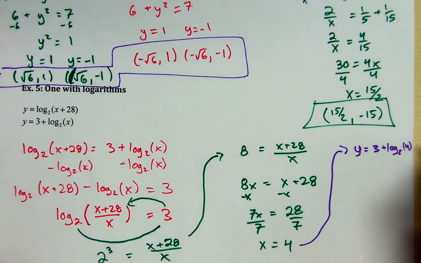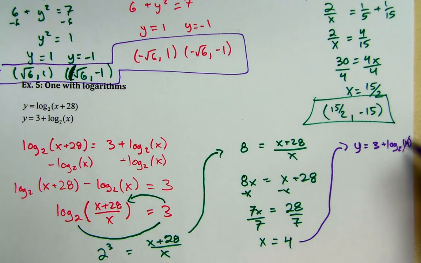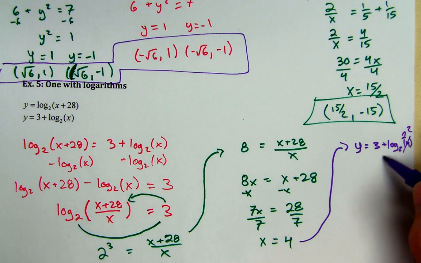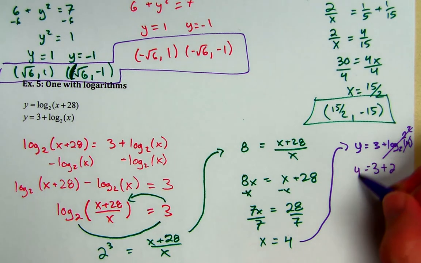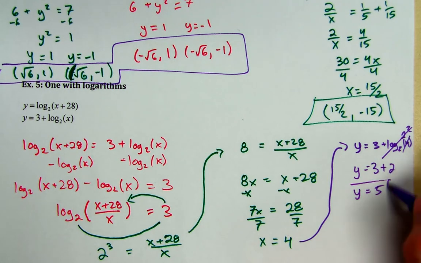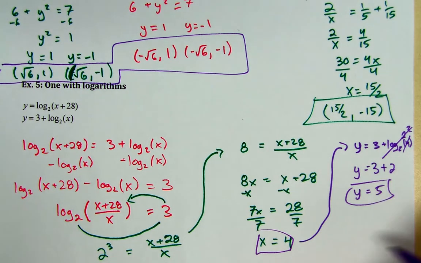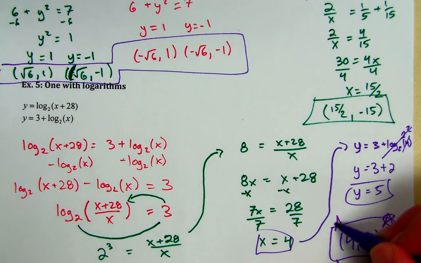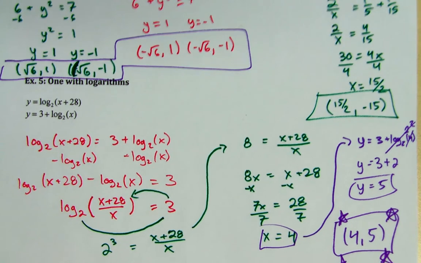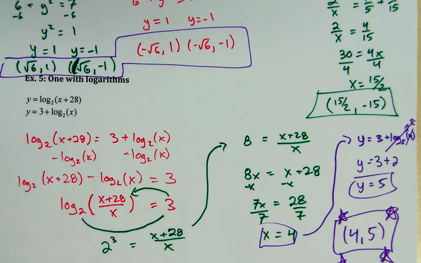Well, remember, log 2 of 4, I can rewrite 4 as 2 squared. So log 2 goes away. I've got 3 plus 2 equals y. y equals 5. And write it as a point: 4, 5. And that is your solution to that problem.